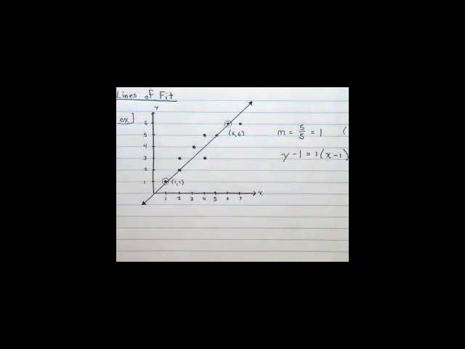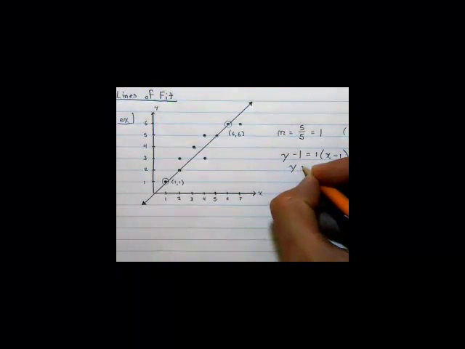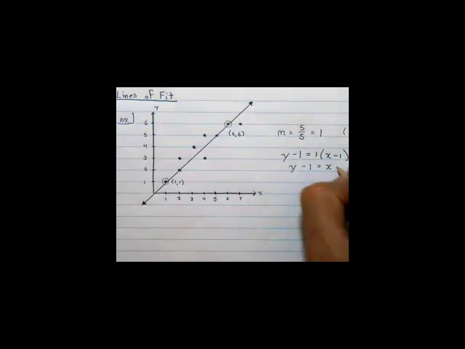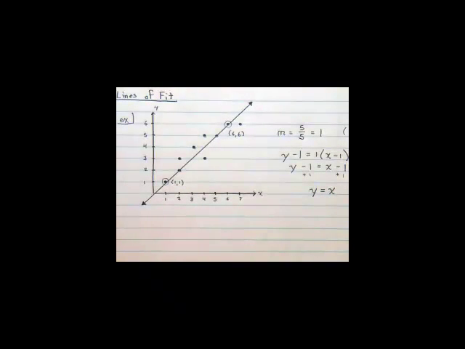We'll do a little algebra, distribute, and move things around. So y minus 1 equals x minus 1. If we add 1 to each side, y equals x. So what was the actual y-intercept? It is 0, because this is technically y equals 1x plus 0. We just don't write the 0 on there. That would be our equation of fit for that: y equals x.